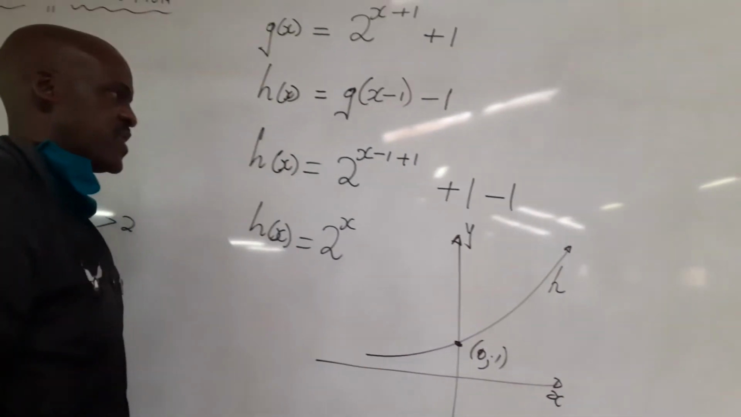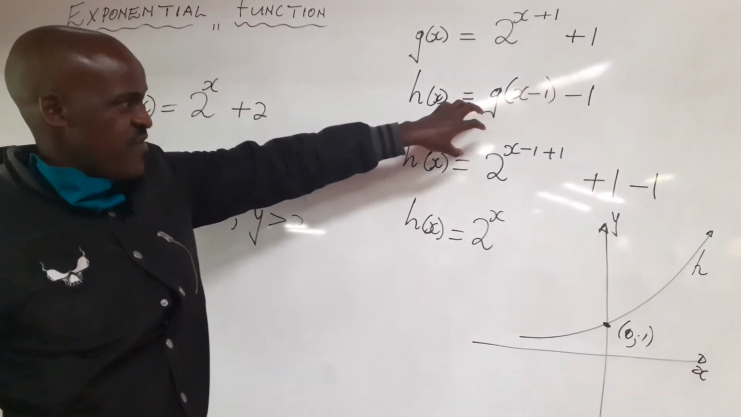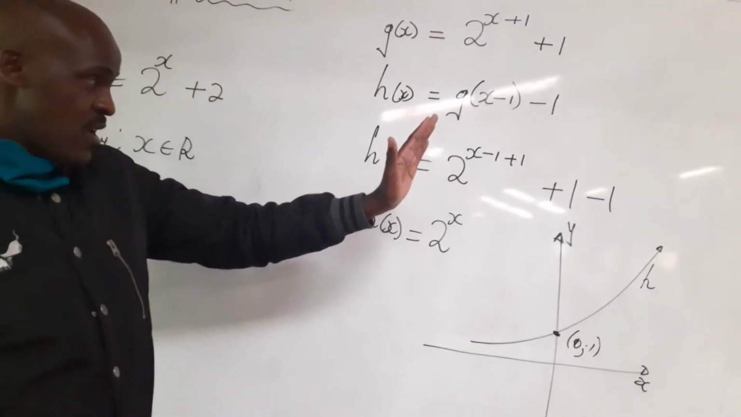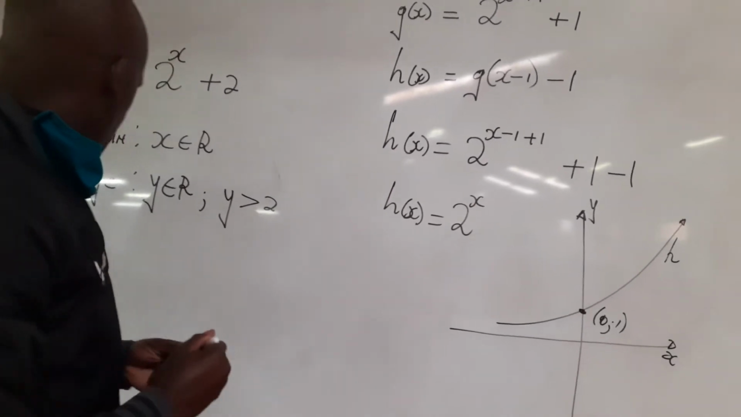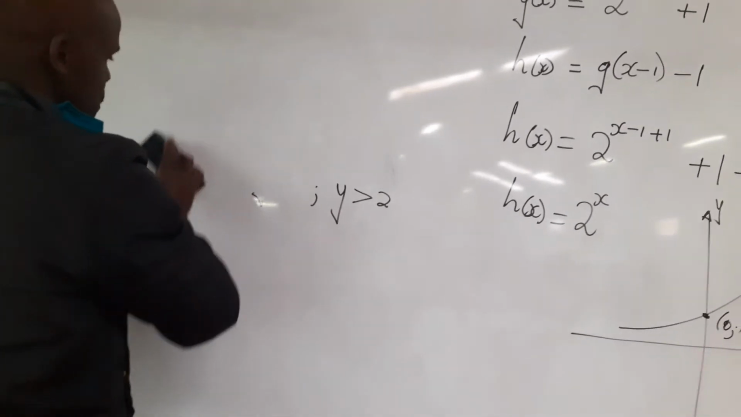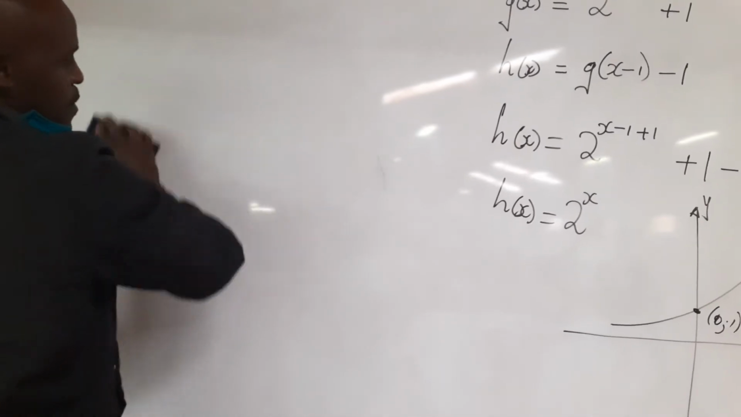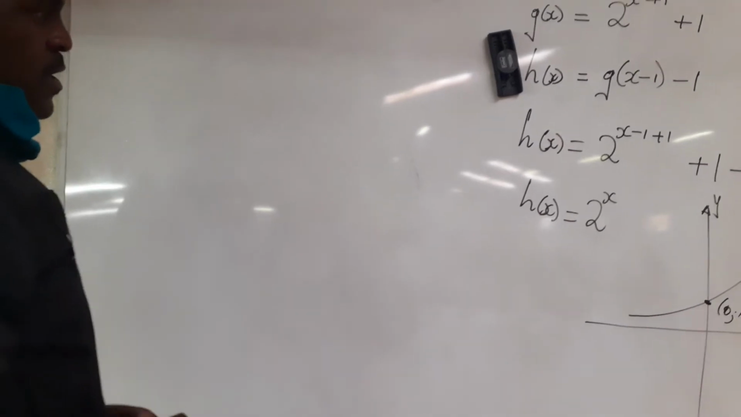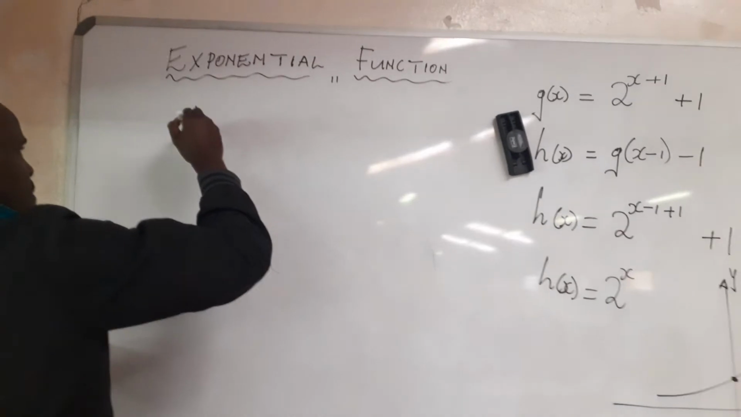So that's how to shift the graph. We shift this graph 1 unit to the right, that means we are subtracting. And then 1 unit down, again we are subtracting. Right, let us reflect the graph. Reflection.